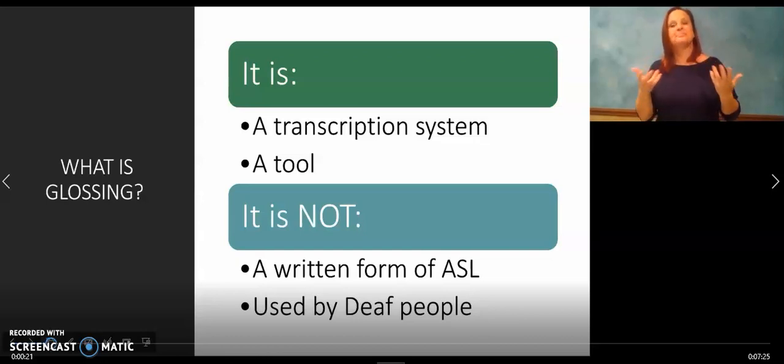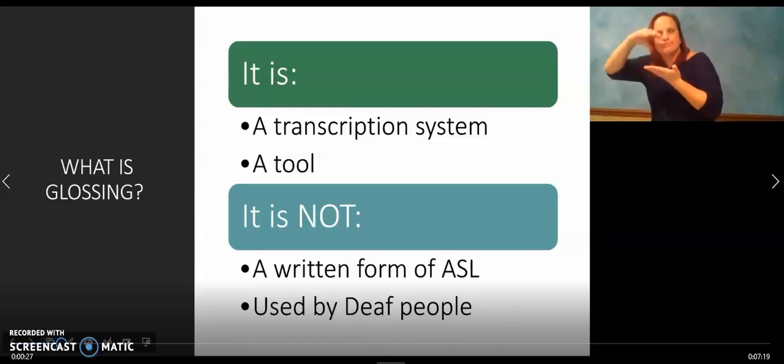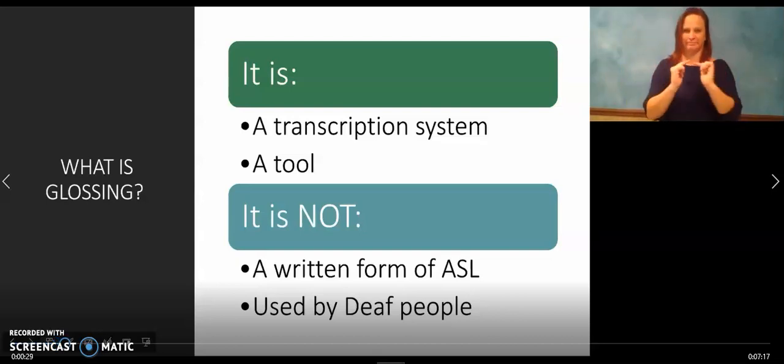What is glossing? It's a system that you can use for writing or transcribing the language that you're learning for vocabulary and grammar. It's just a tool. It's a way of writing language. That's it.